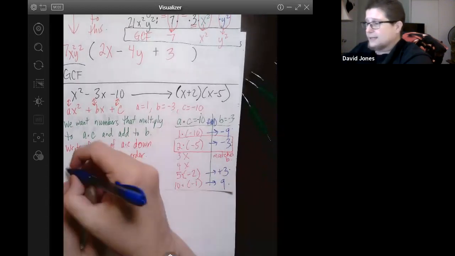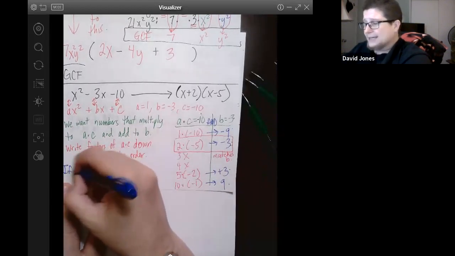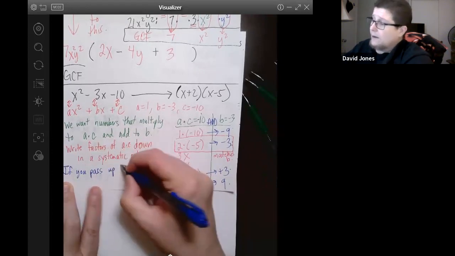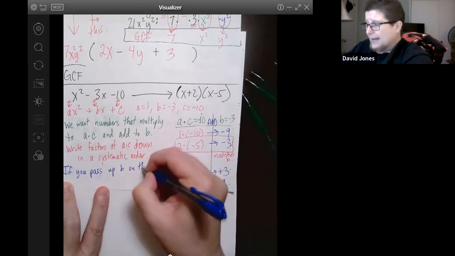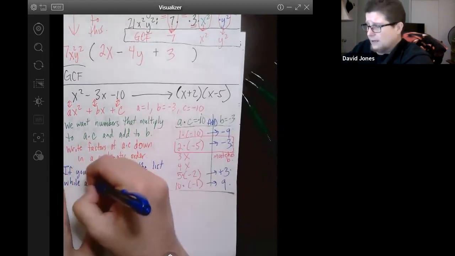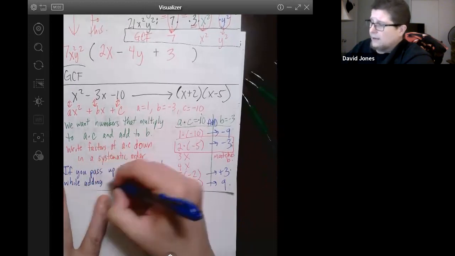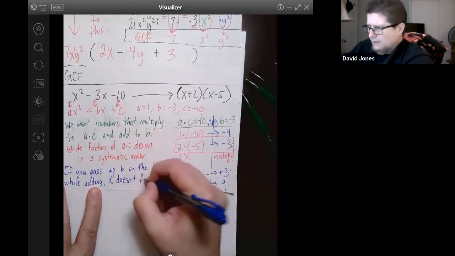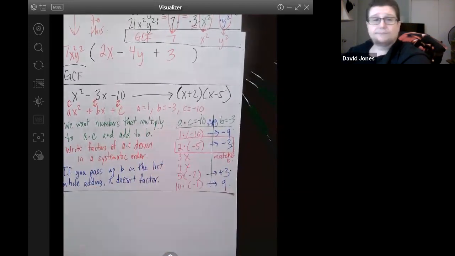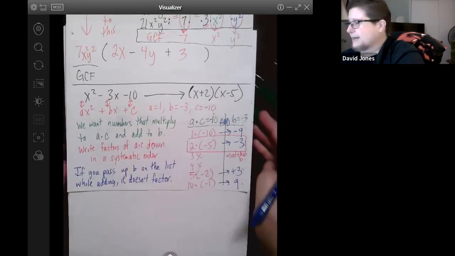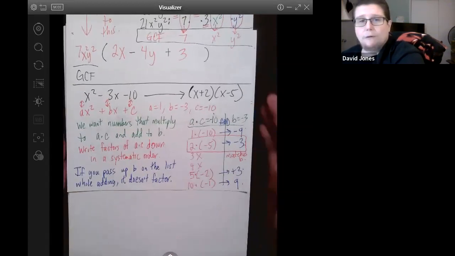which means if you pass up B on the list while adding, it doesn't factor. Okay? And I will actually give examples today that won't factor, but we won't know when we start.